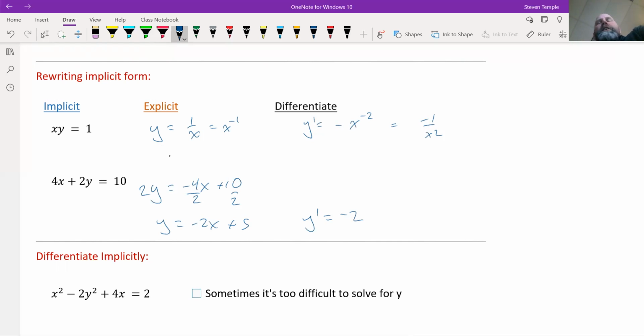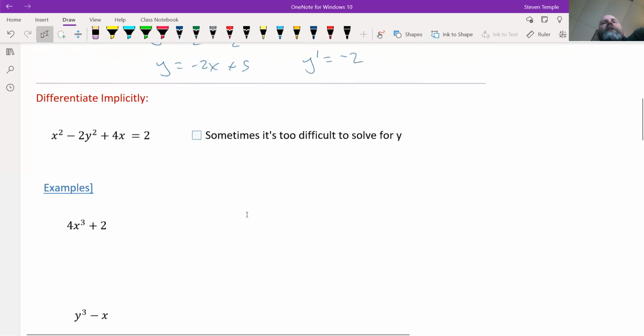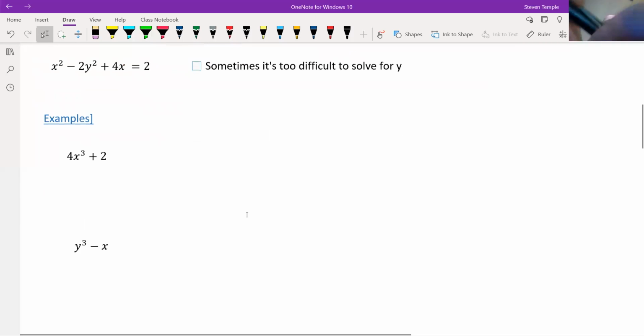When your equations are written implicitly, you can rewrite them explicitly to take the derivative. However, there are going to be times when it's just too difficult to solve for y, and in some cases you're not going to have the knowledge of how to solve for y in this calc book. So for this example, it is not worth taking the time to solve for y. What we're going to do is learn how to take the derivative implicitly. So I have a couple of examples to walk us through this.